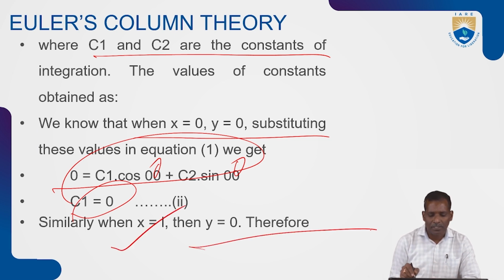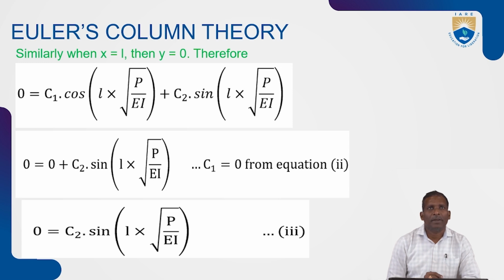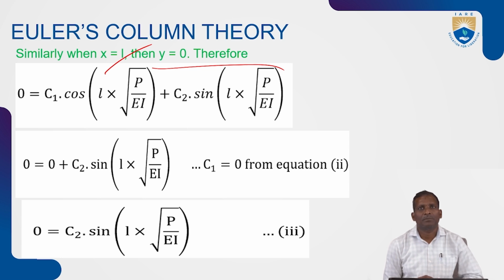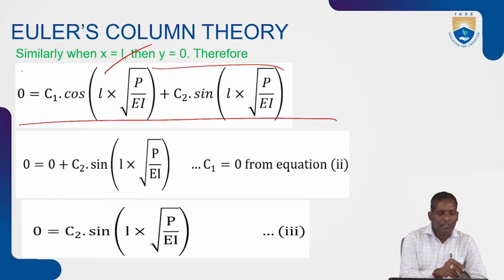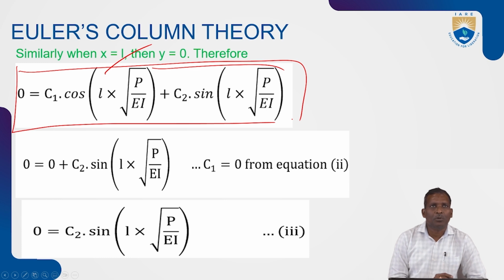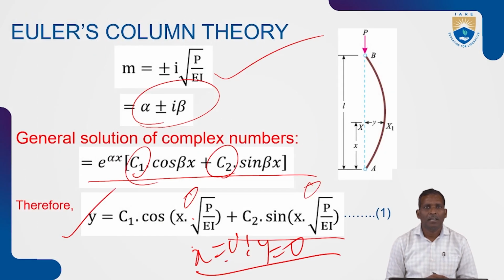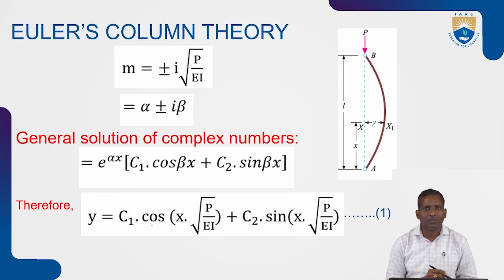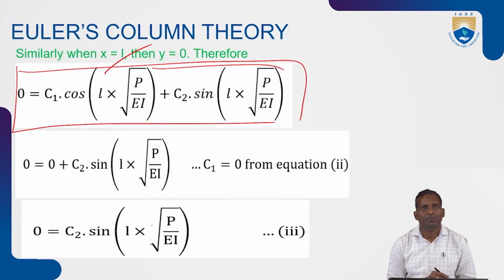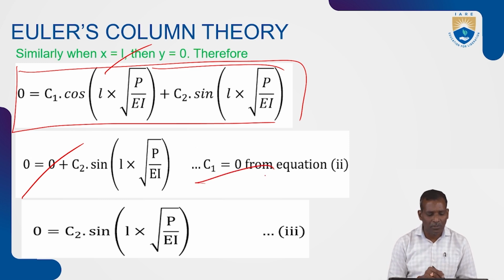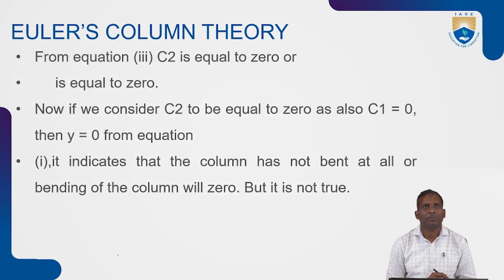Similarly, consider when x is equal to L and y is equal to 0. Substituting these values in the previous equation, we get one more equation: 0 is equal to C1 cos L square root of P by EI plus C2 sin L square root of P by EI. In place of x, you have to substitute L, and y is equal to 0. So we get C1 is equal to 0, and the C2 value we will get from this equation: C2 is equal to 0 or sin L root(P/EI) is equal to 0.